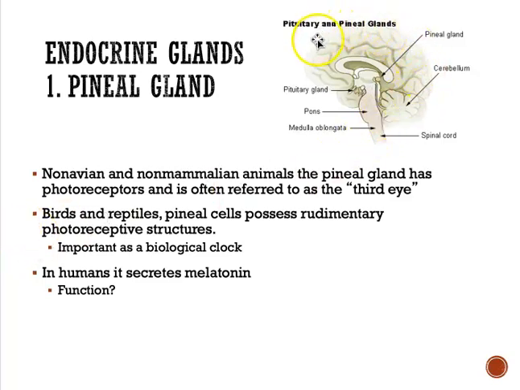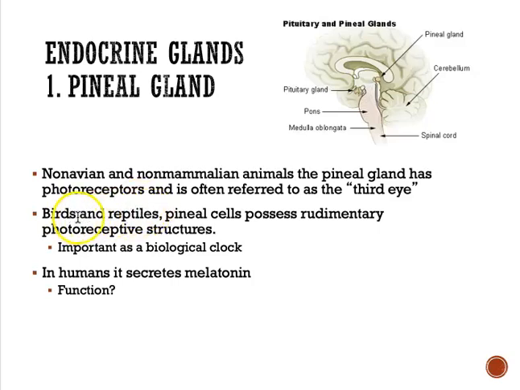So here in the human brain, you'll notice here's your cerebral cortex, cerebellum, pons, medulla. This is what pituitary is. The pineal gland is located here near the thalamus, also near the corpora quadrigemina. In non-avian, non-mammalian animals, the pineal gland has photoreceptors and is sometimes called the third eye. However, it doesn't have too much to do with photoreception because of how thick our skulls and brains are.